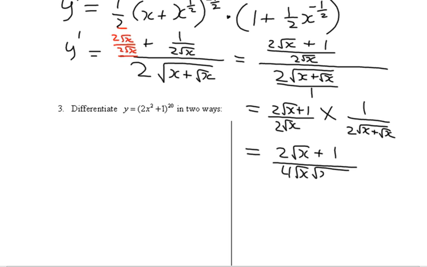Not much simplification you can do at this point other than just multiply the two denominators together, multiply the two numerators together, and you're home free.